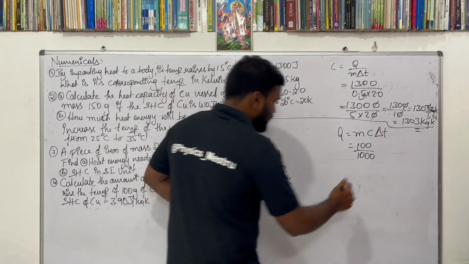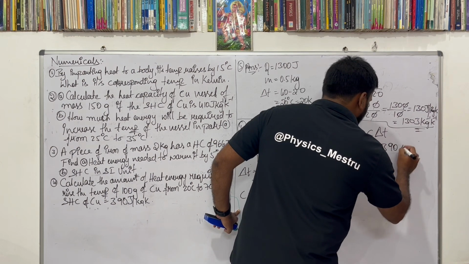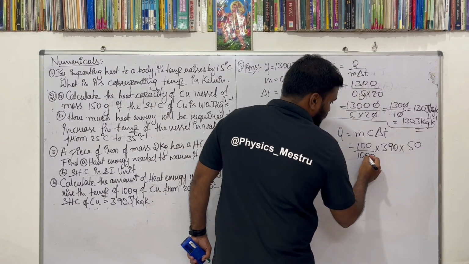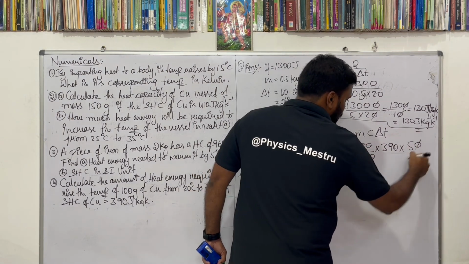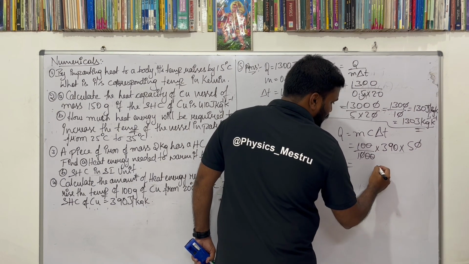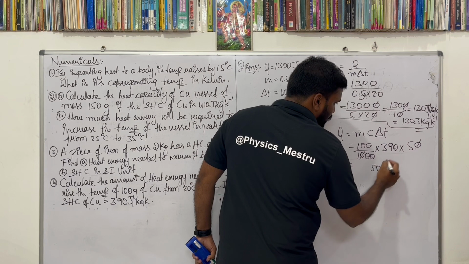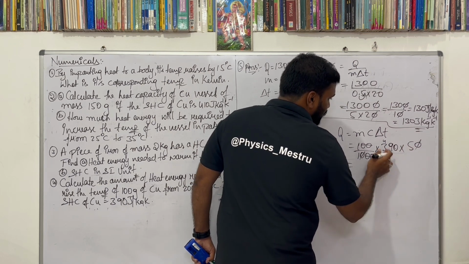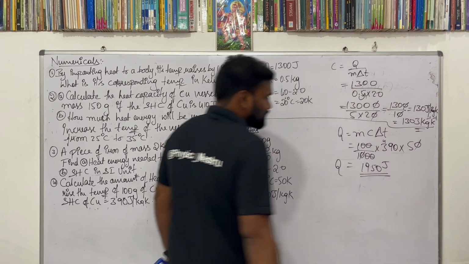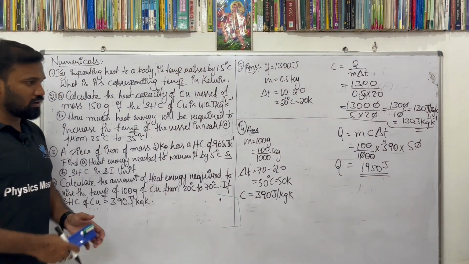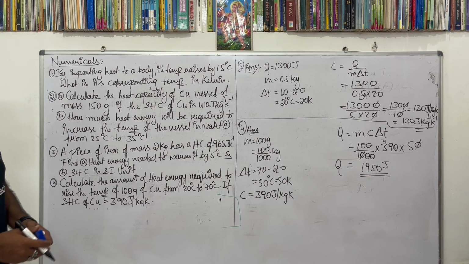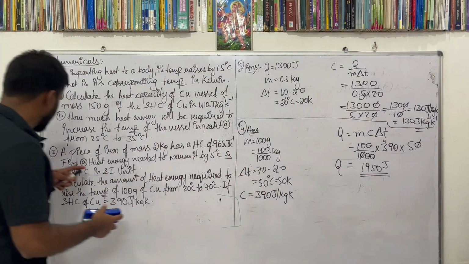The C value is what? 390 into what is the delta T value? 50. So hence here 2 zeros get cancelled, 0 and here also 0 get cancelled, 5 into 0 is 0, 5 nines are 45. Okay, so 5, 4 here, 5 3s are 15, 15 plus 4 is 19. So Q is equal to 1950 joules. This is a very simple calculation, and 1950 joules is the answer. Clear? Yes, fine. Let me rub this one and let us go for the third question.